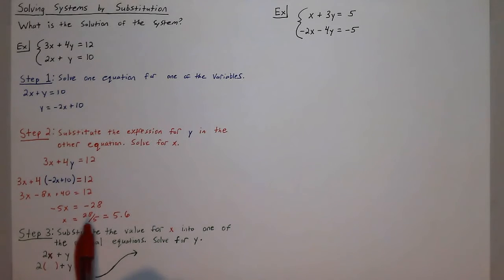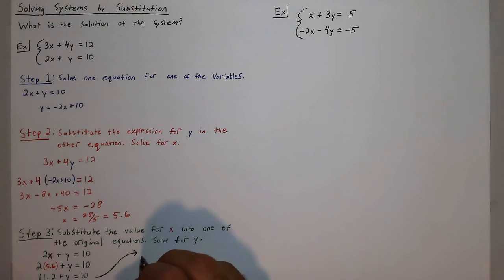So using either form of that number, once you know this value, you can plug it into either of the original equations and then solve for y. So I'll take 5.6 and replace the x in 2x plus y with 5.6. When I go to solve, 2 times 5.6 is 11.2. And I can subtract 11.2 from both sides, and I'll get y is equal to negative 1.2.